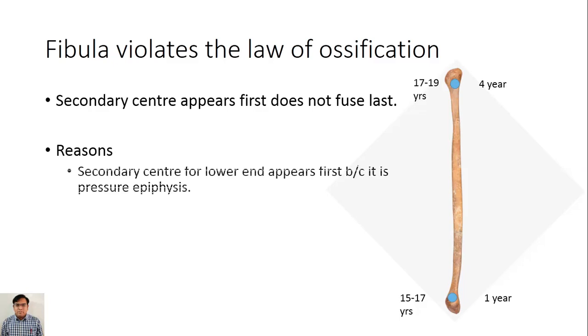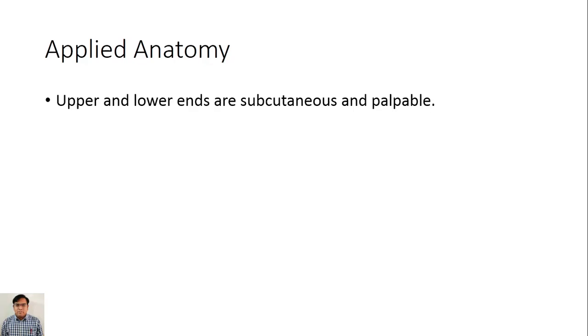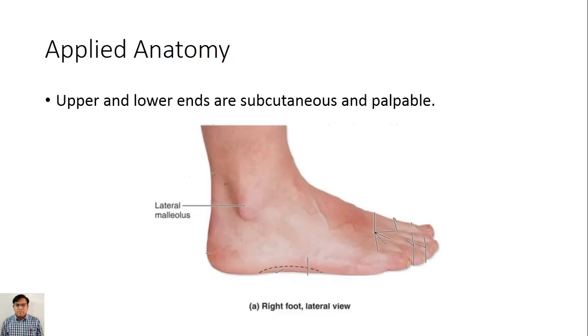The reason behind this: the secondary center for the lower end appears first because it is a pressure epiphysis, and the upper epiphysis fuses last because it is a growing end. Okay, now the applied aspect. Upper and lower ends are subcutaneous and palpable. Here you can feel the lower end.